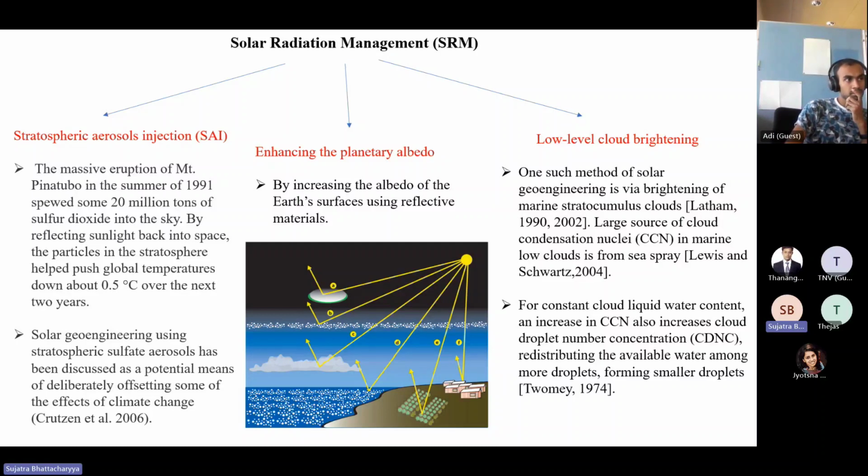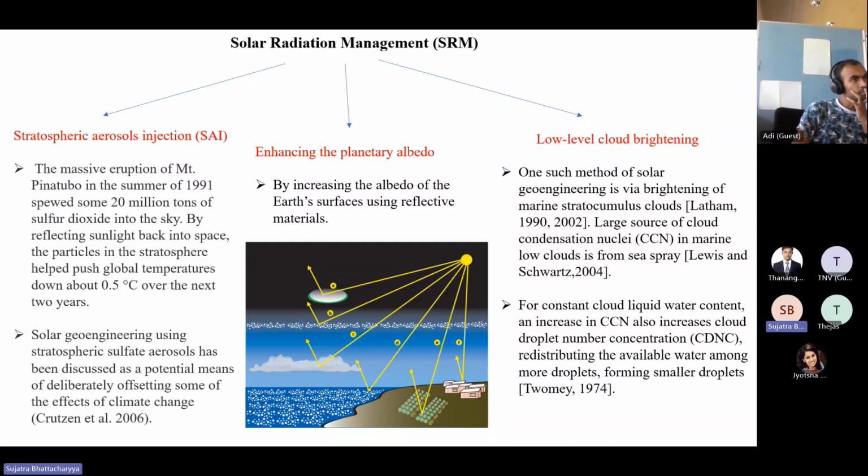Second is enhancing the planetary albedo. If we increase the albedo of the planet by using reflecting material on top of buildings and surfaces, we can get more of the incoming shortwave radiation reflected.